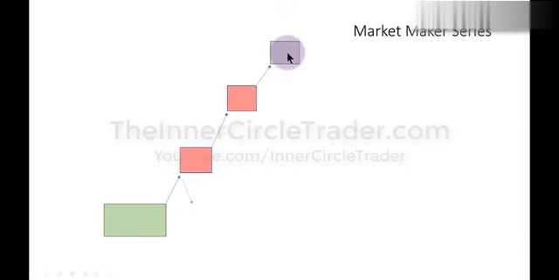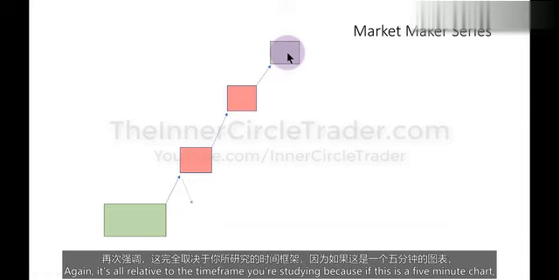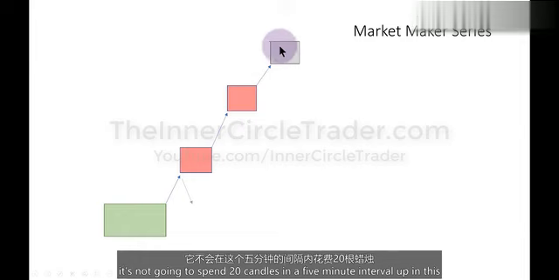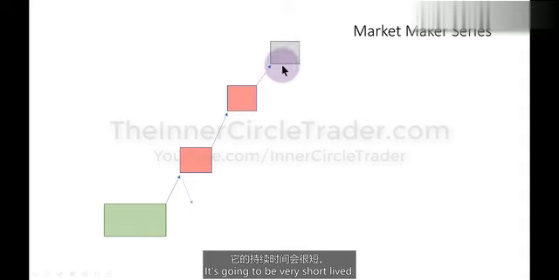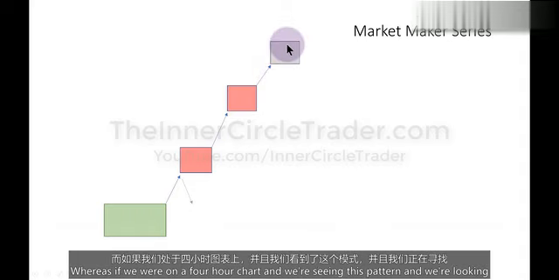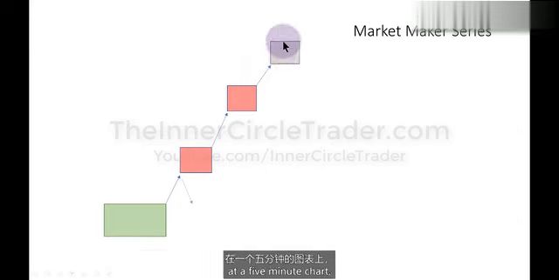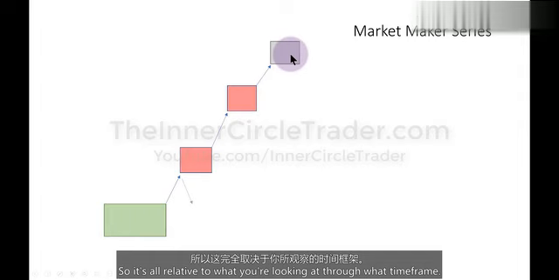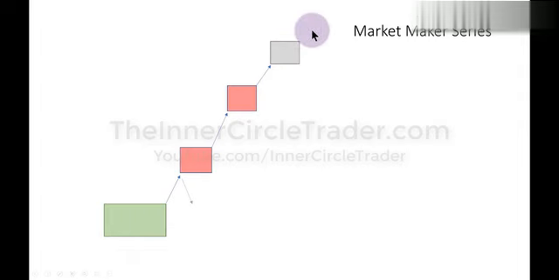What's a little while, Michael? Again, it's all relative to the time frame you're studying, because if this is a 5-minute chart, it's not going to spend 20 candles in a 5-minute interval up in this area. You know what I'm saying? It's going to be very short-lived. Whereas if we were on a 4-hour chart and we're seeing this pattern, and we're looking at a 5-minute chart, then it's going to probably look like a whole lot of candles. So it's all relative to what you're looking at through what time frame.